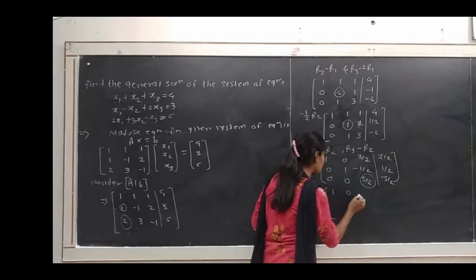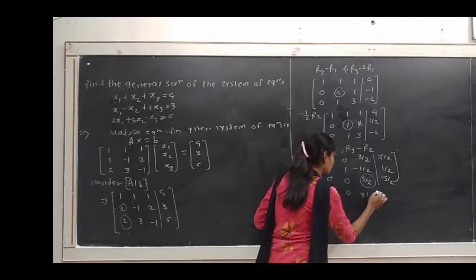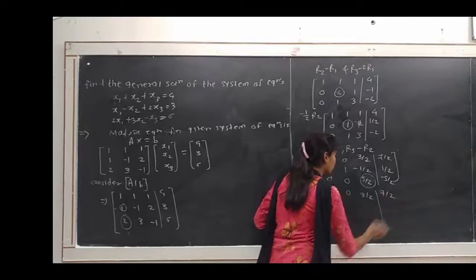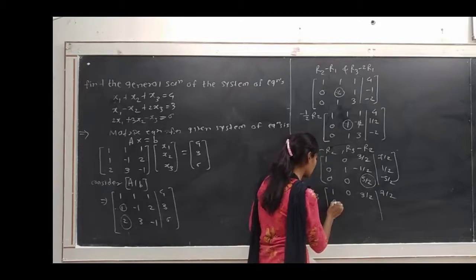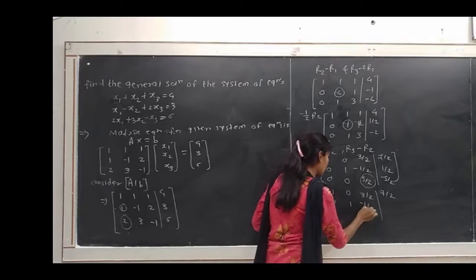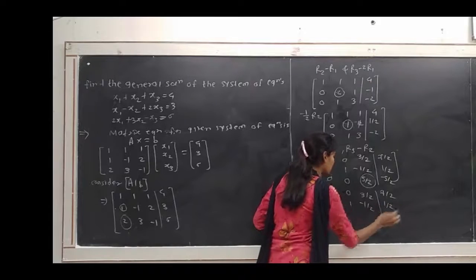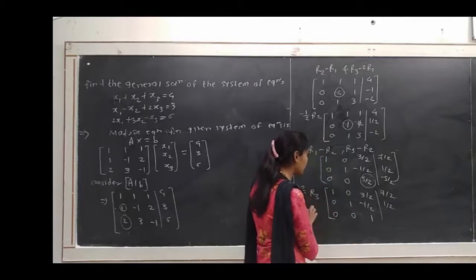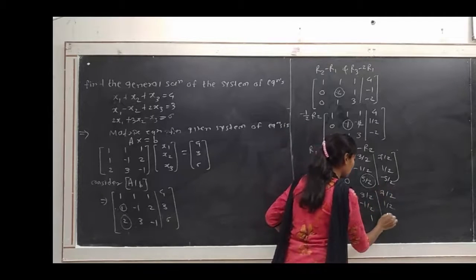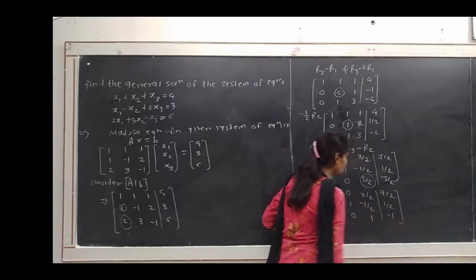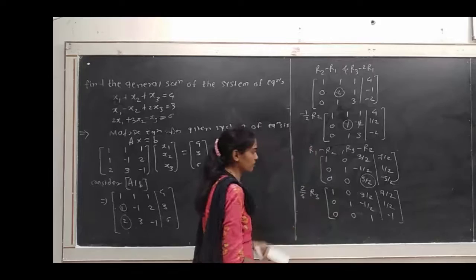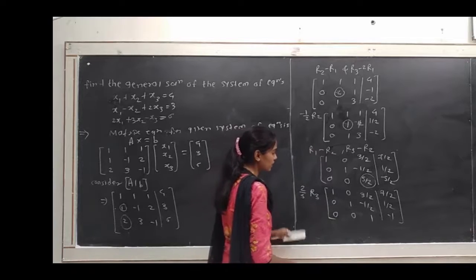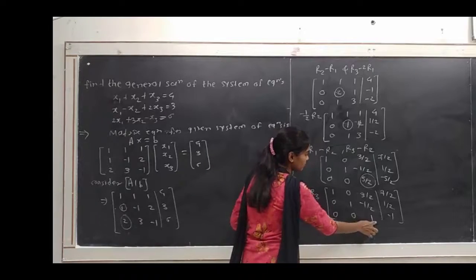First row as it is: 1 0 3 divided by 2, and the respective entry of B will be 7 by 2. Second row again as it is: 0 1 minus 1 by 2, and here 1 by 2. Then 0 0 1, by multiplying 2 by 5, not dividing, and here we get minus 1. So we have made this entry 1.